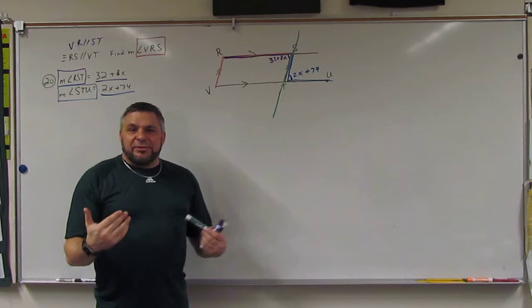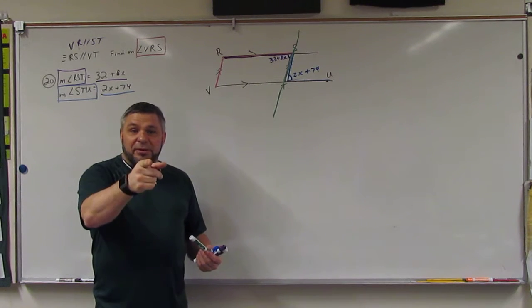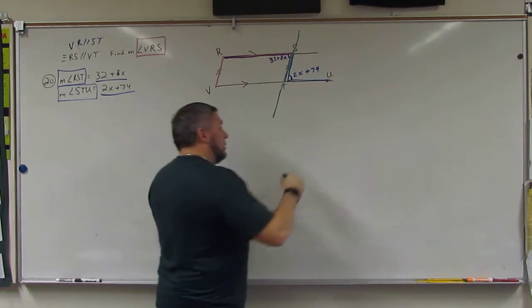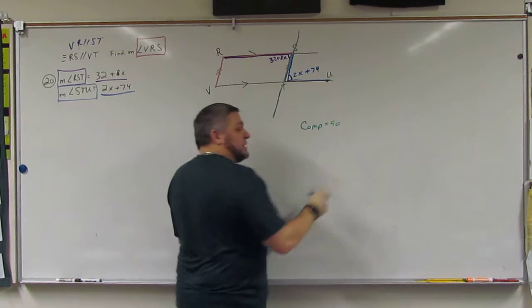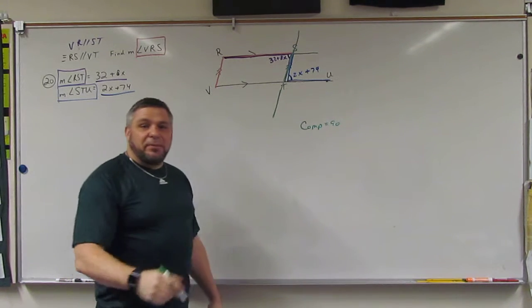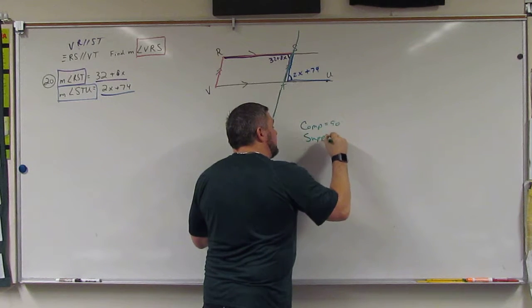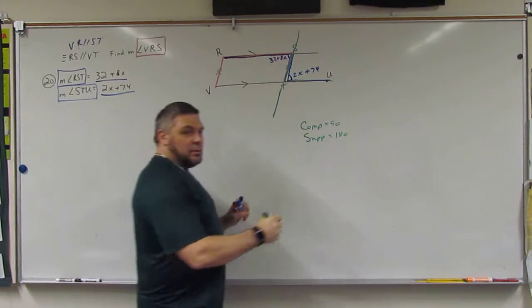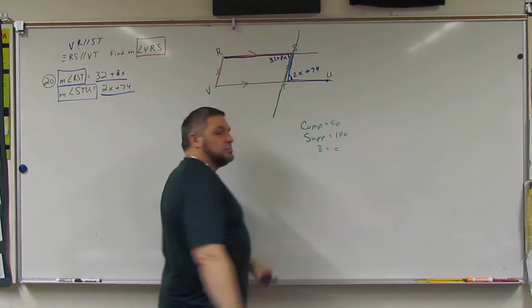So do they alternate, first of all? Complementary, what does complementary mean? Complementary means that they add to be 90. What does supplementary mean? Supplementary means that they are 180 degrees. What's congruent? Congruent means that they are equal.